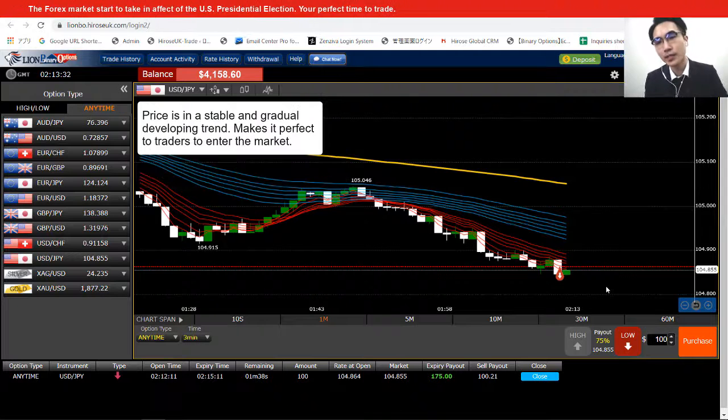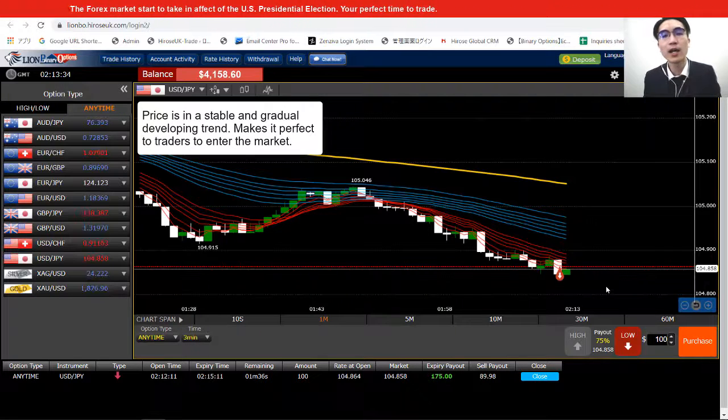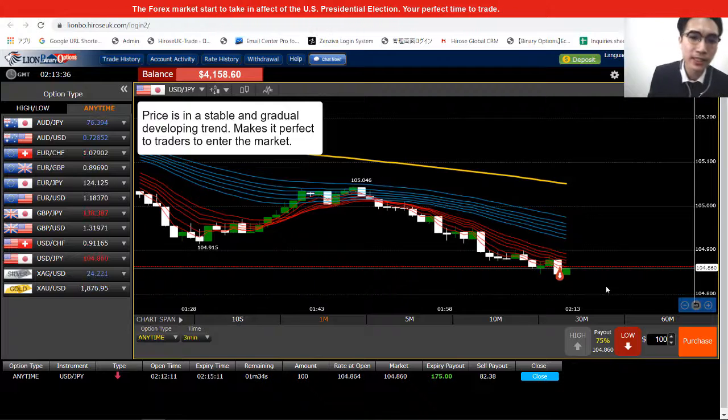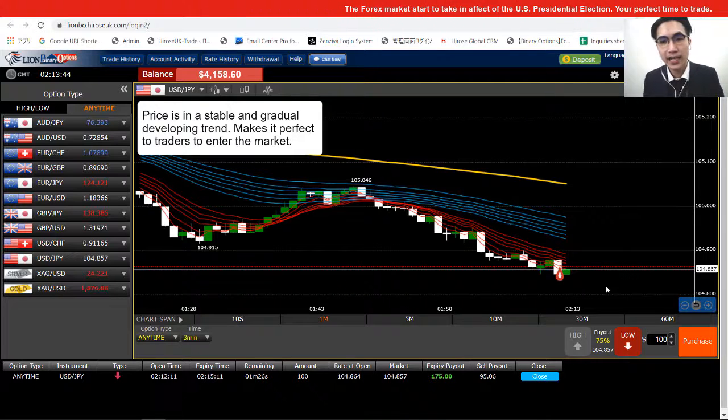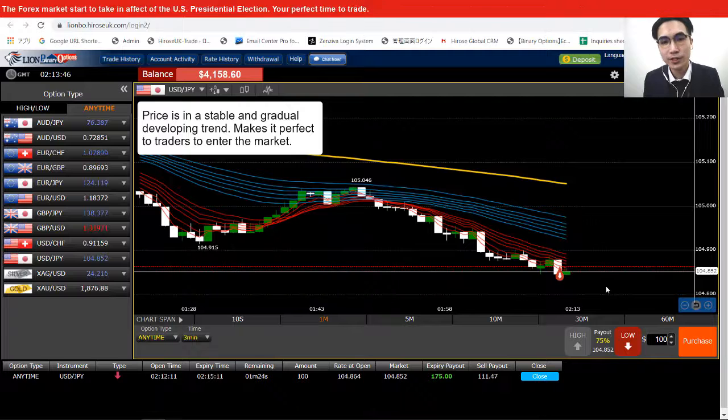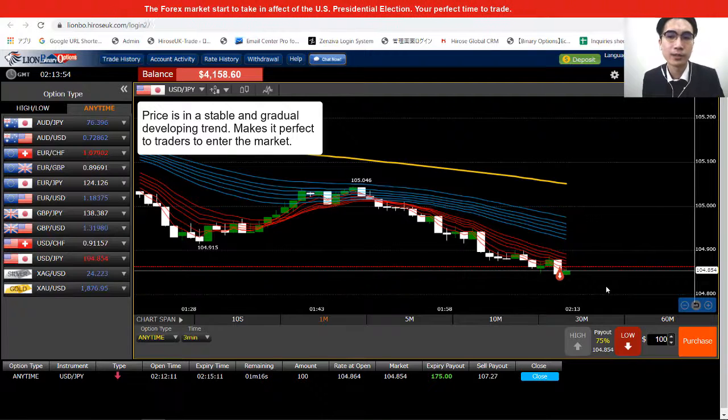Even though the price went up that much within 4 hours, if we look at this 1 minute chart here, the movement is still really gradual and really smooth, and that is the movement that we want to trade with, a stable, gradual, and smooth trend. That's the price movement that we want to trade with, and that is going to help us to improve our winning ratio.